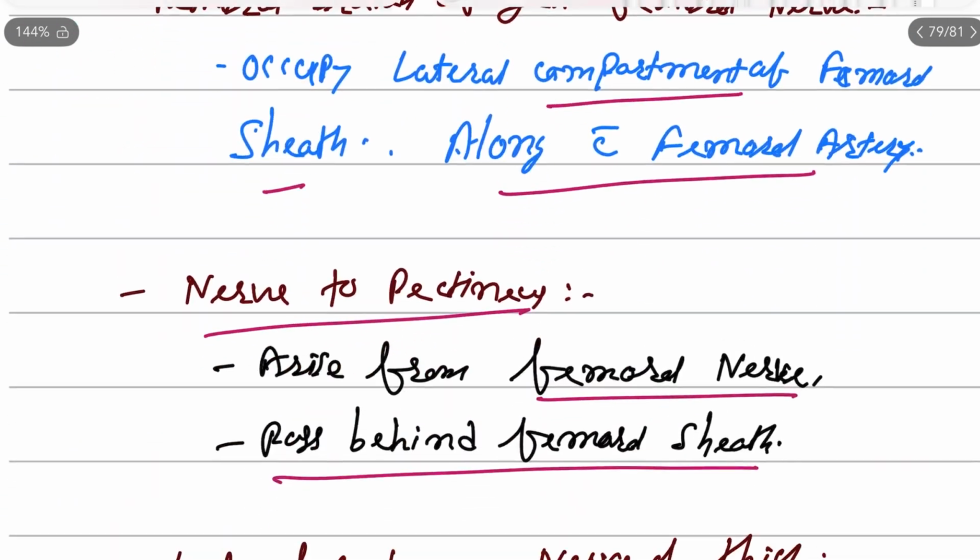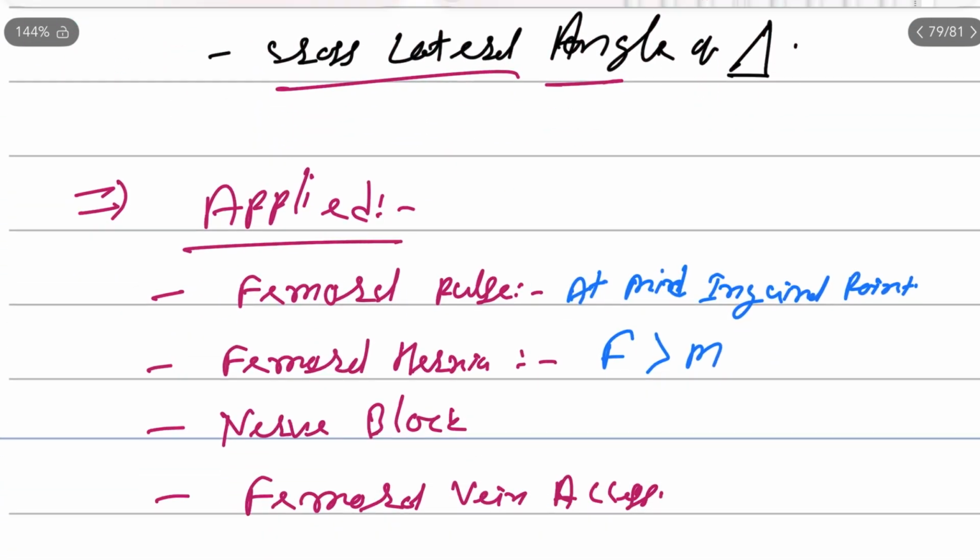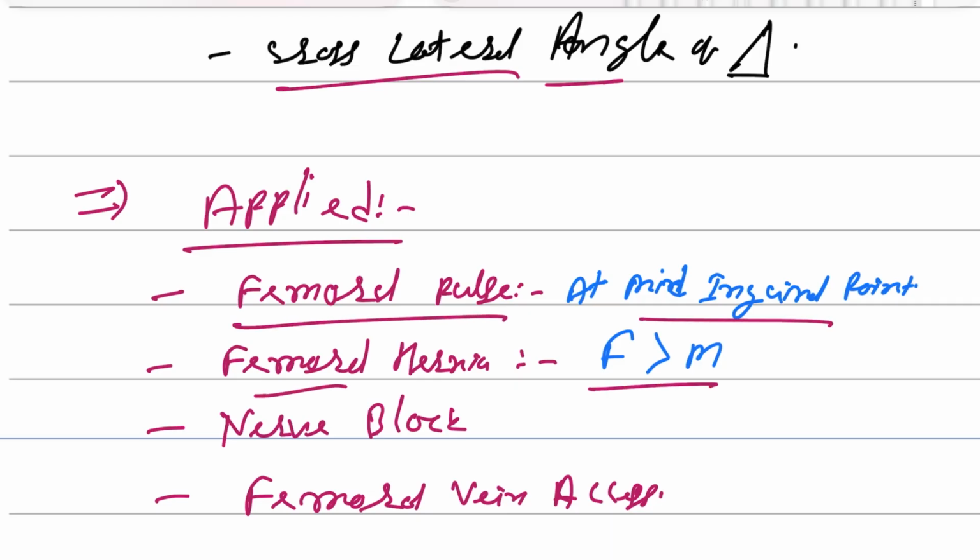Now the clinical significance or applied anatomy. The femoral pulse is felt at the mid-inguinal point. Femoral hernia is more common in females than males. Femoral nerve block and femoral vein access are used for catheterization or central line access. Thank you.